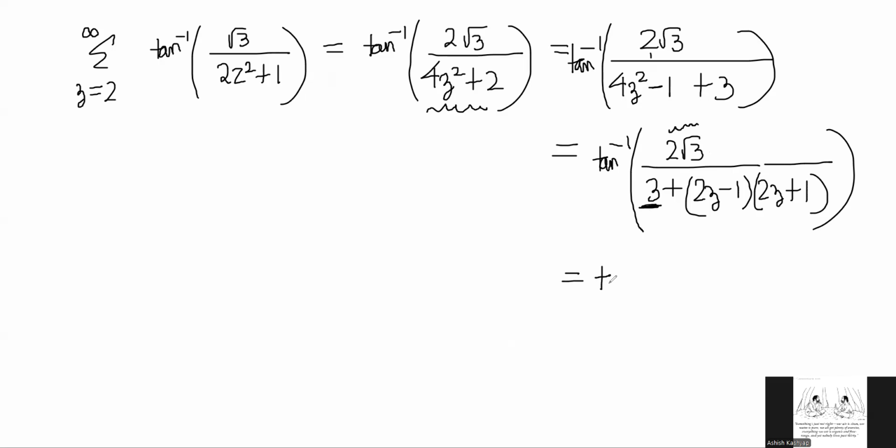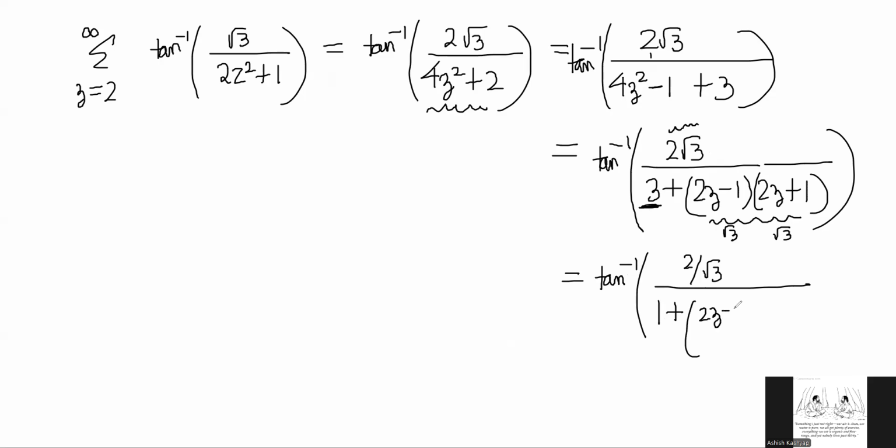and I can write it as tan inverse 2 by root 3, and here I'll get 1 plus, I have divided by 3 numerator and denominator. When I divide by 3 here, I will split it as a root 3 and a root 3 here. So I can write it as 2z minus 1 by root 3 multiplied by 2z plus 1 by root 3. Notice that all I am doing is dividing by 3 up and down.